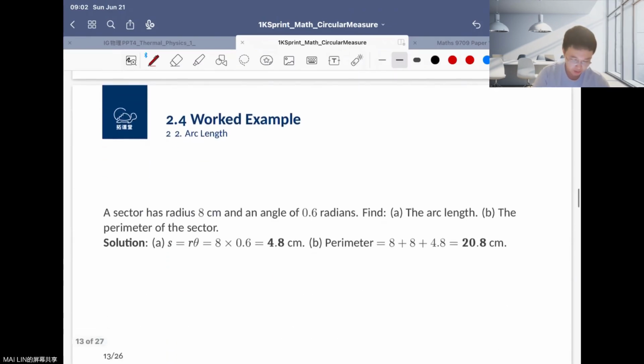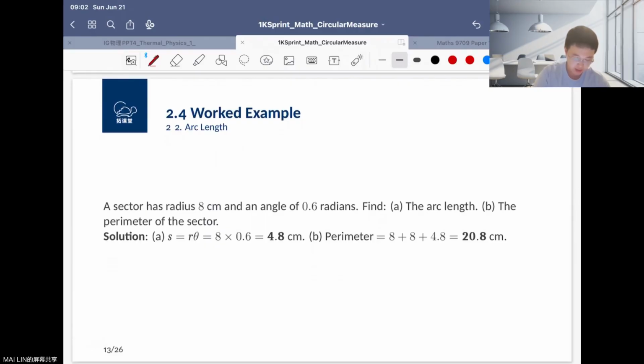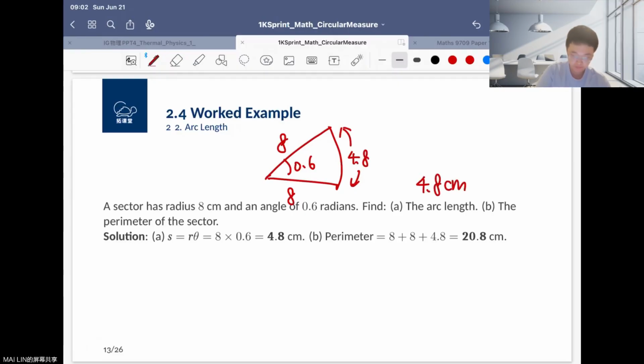And also here's a working example for you. A sector has a radius of 8 centimeters and an angle of 0.6 radians, and find the arc length. You can calculate 0.6 times 8, which is 4.8, right? So the arc length is 4.8 centimeters, and for the perimeter of the sector you use 4.8 plus 2 times the radius, that is 4.8 plus 16 equals 20.8 centimeters, right? That is the perimeter of a sector, okay?